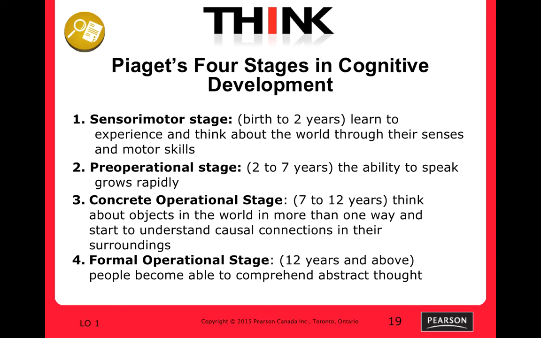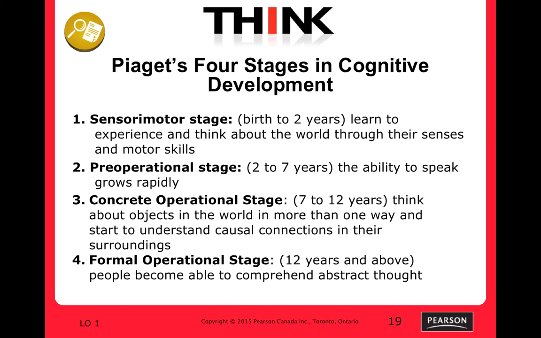In the concrete operational stage, from 7 to 12, children are able to think about objects in the world in more than one way and start to understand causal connections in their surroundings. So this is the start of more logical thinking. For example, the clay that's used to make the shape of a snake is still clay. A paper airplane is still the plain sheet of paper that they saw beforehand. So children at this stage can also imagine what other people might be thinking or feeling, and their relationship to the world is becoming more complex.